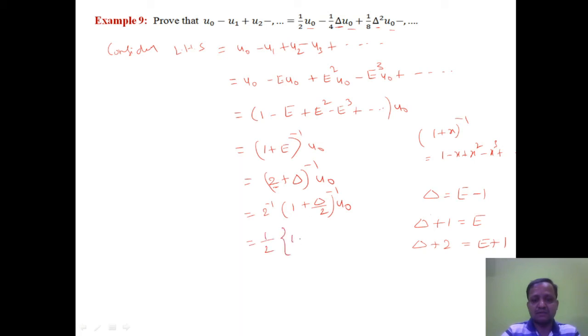We can expand this: 1 minus delta by 2 plus delta square by 4 minus and so on, on y naught. It is nothing but 1 by 2 y naught minus delta y naught by 4 (already 2 is outside) plus 1 by 8 delta square y naught and so on. It is nothing but the RHS. Right?